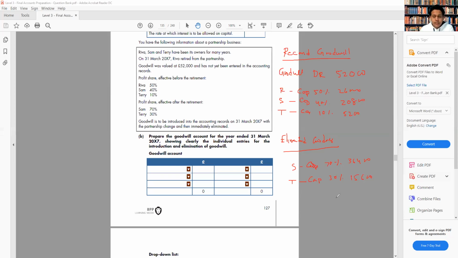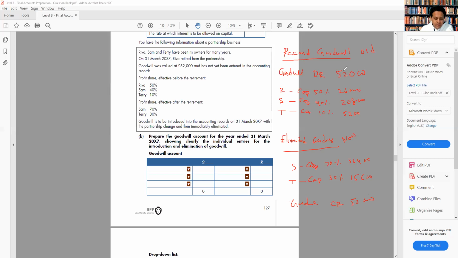That's all. So this is basically when you record with the old ratio, elimination with the new ratio. That's it. And all you have to do, you have to record this journal in our books, so goodwill will be credit. Goodwill credit 52,000. Okay, let's do the first one, recording.